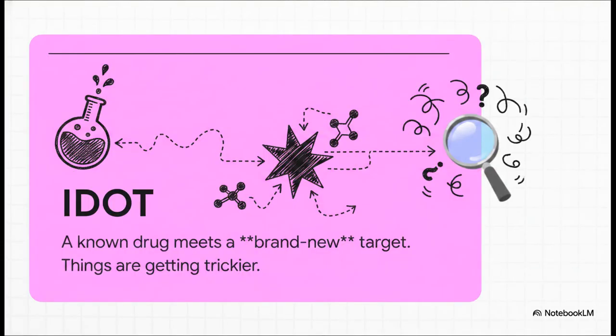Next, we level up to IDOT. This is where we take a drug that's in our training set, we know it well, and we try to see what it does to a brand new target that's not in our training set. Now things get way trickier because we have 0 history for this new target.